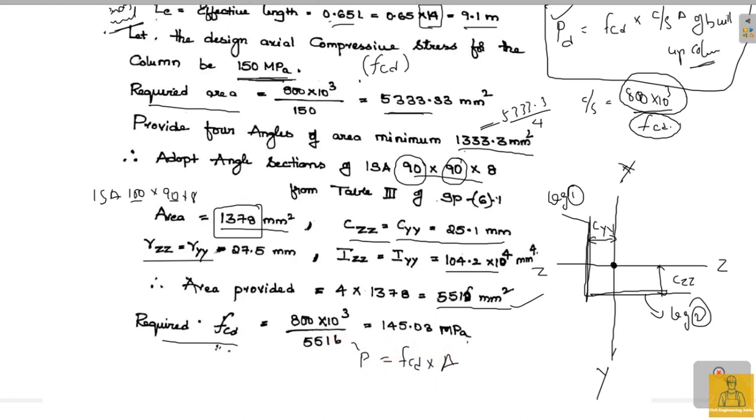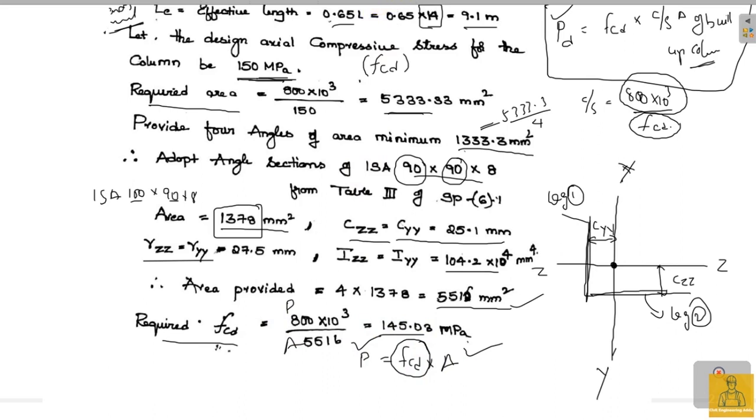I need to use the same equation, that is P equals FCD into area. So now I know what is P, 800 kilonewton, area I know. Now find out FCD. FCD is equals to P by A, 145 megapascal. So this is how I calculated the actual FCD.